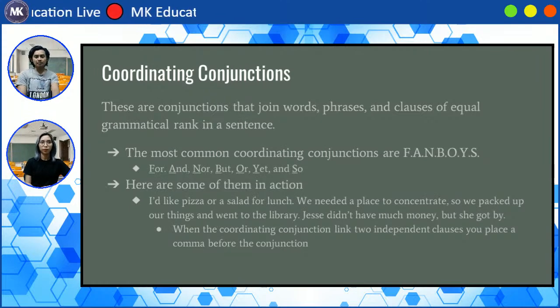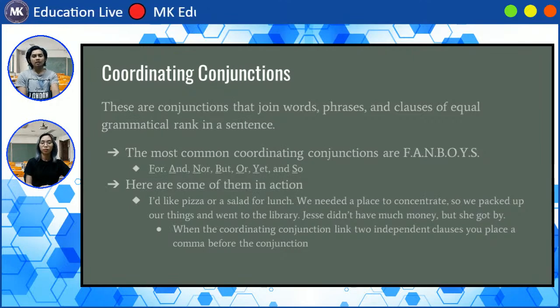So in this example, I'd like pizza or a salad for lunch. We need a place to concentrate. So we packed up our things and went to the library. Jessie didn't have much money, but she got by. So when the coordinating conjunctions link two independent clauses, you place a comma before the conjunction.